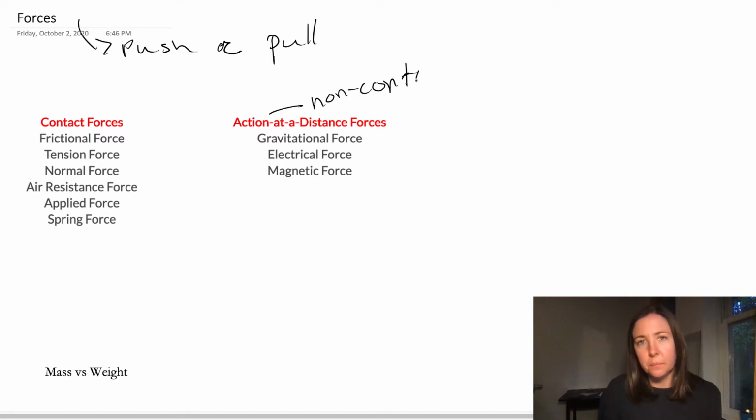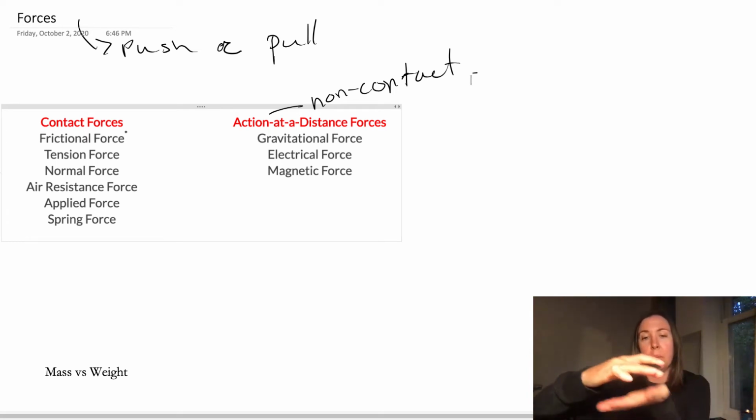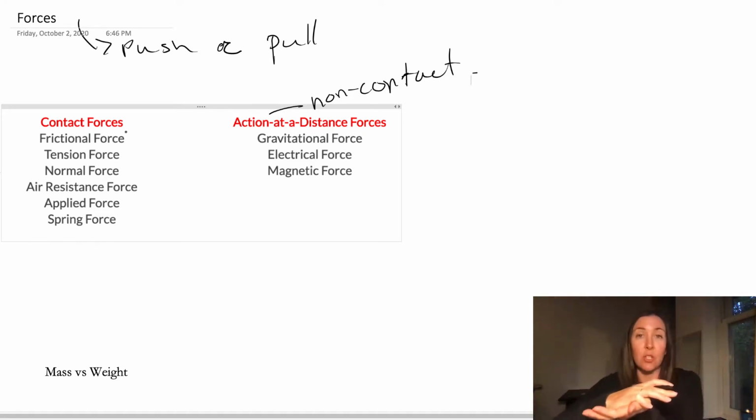The two types of forces are contact forces and action at a distance forces, or non-contact. Contact forces just mean that objects need to be touching in order for them to apply a force. Think of friction, a surface that applies a force to another object. Those two objects have to be in contact with each other.